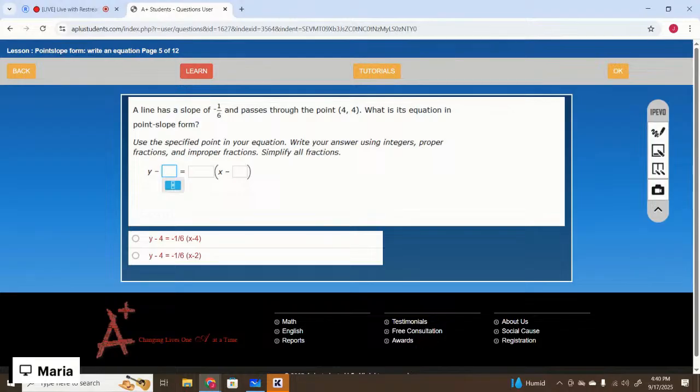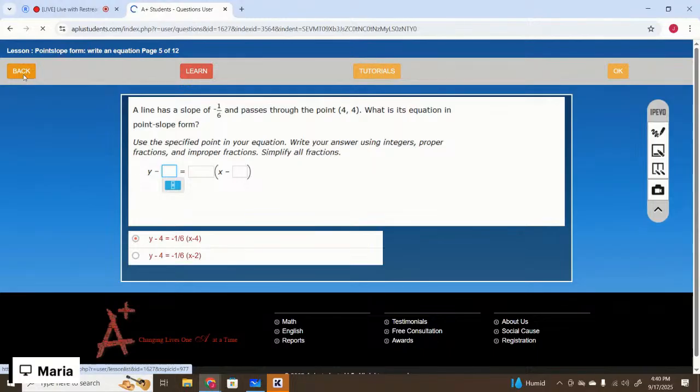A line has a slope of negative 1 by 6 and passes through the point 4, 4. What is its equation in point slope form? So y minus 4 equals negative 1 by 6 times x minus 4.